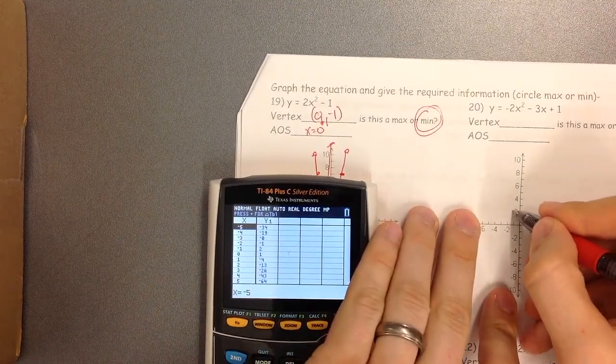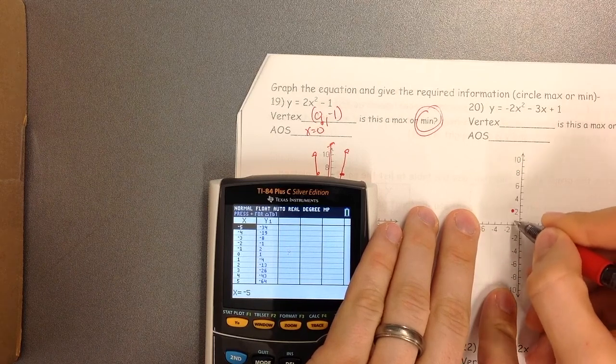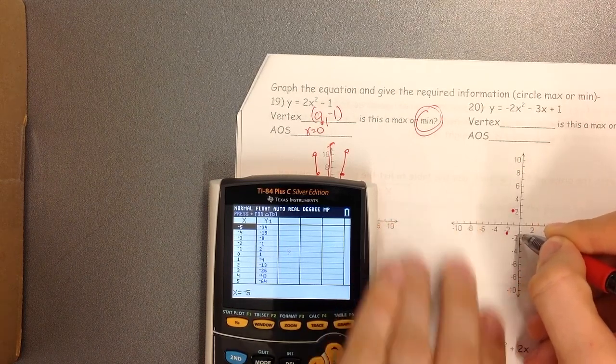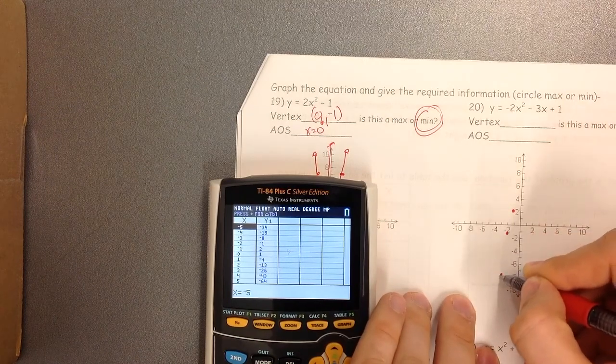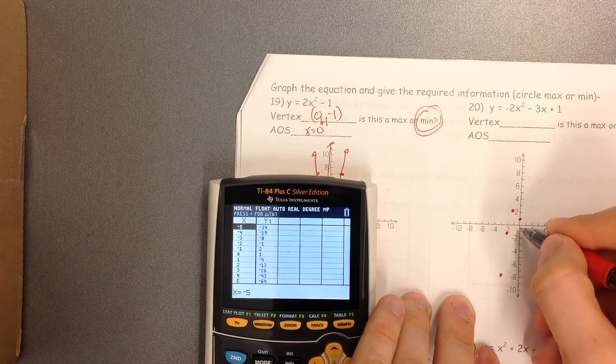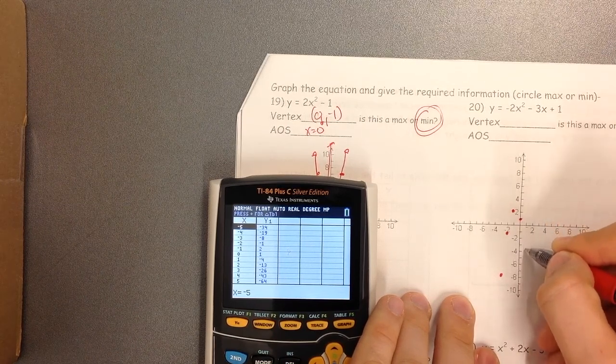I've got negative 1, positive 2. I've got negative 2, negative 1. I've got negative 3, negative 8. And I've got 0, positive 1. And my last one, 1, negative 4.